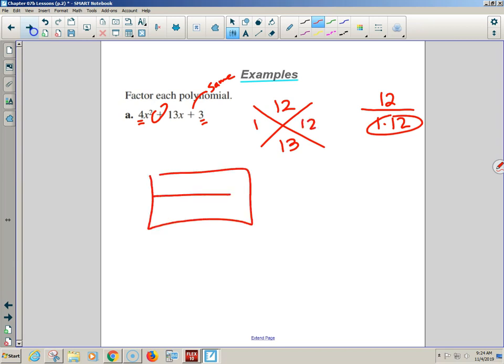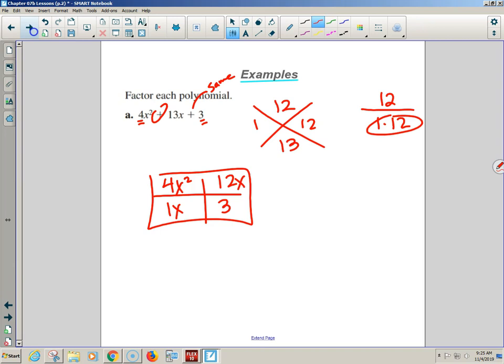So, fill in the table for me. What goes here in the top left? 4x squared. Good. What goes down here? 3. Always the first and the last, right? But what goes in these other boxes? A 1x and a 12x. Now, help me finish it off. We have about 35 seconds. I think we got it.